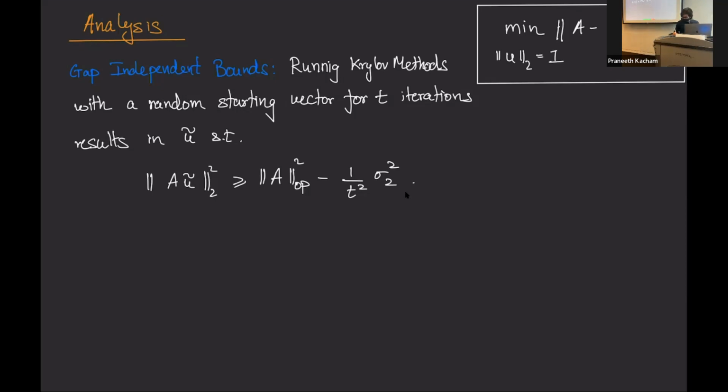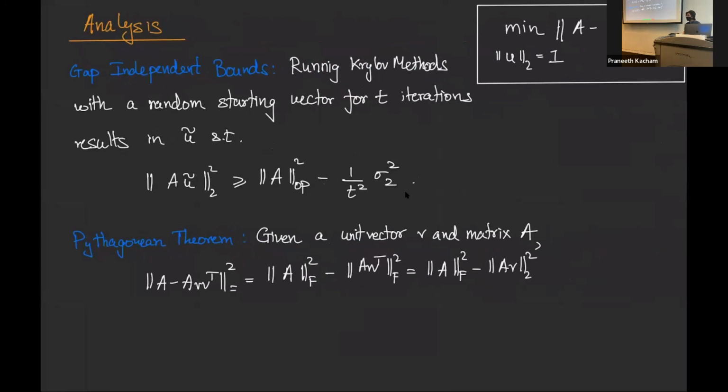Okay, so let me break that down a bit. This is always upper bounded by the top singular value of A. And additionally, it's lower bounded by this additive term, which if we run for t iterations is 1 over t squared times sigma 2 squared. Okay, we're just going to add this to our set of axioms. I'm not going to show you how to prove this, I don't have time for that. But essentially what this is saying is you get a really good approximation to the top singular value by running t iterations of this algorithm.